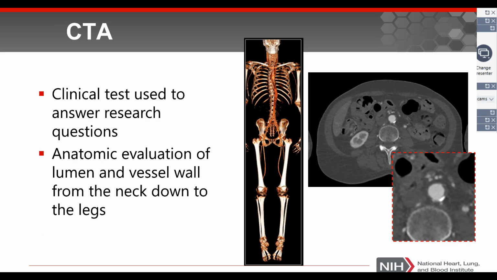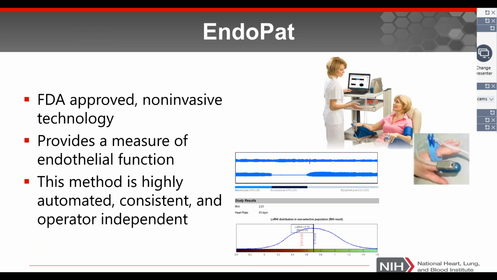I will briefly go through this testing, starting from the CT angiogram. That is really a clinical test, but we use it to answer research questions. With the CTA, we are doing an anatomic evaluation of the vessels, looking both at the lumen and at the vessel wall, and we are extending it all the way from the neck down into the legs. We are trying to understand if any anatomic variant may be present specific to CADASIL, or if any anatomic variation may be related to other vascular comorbidities.